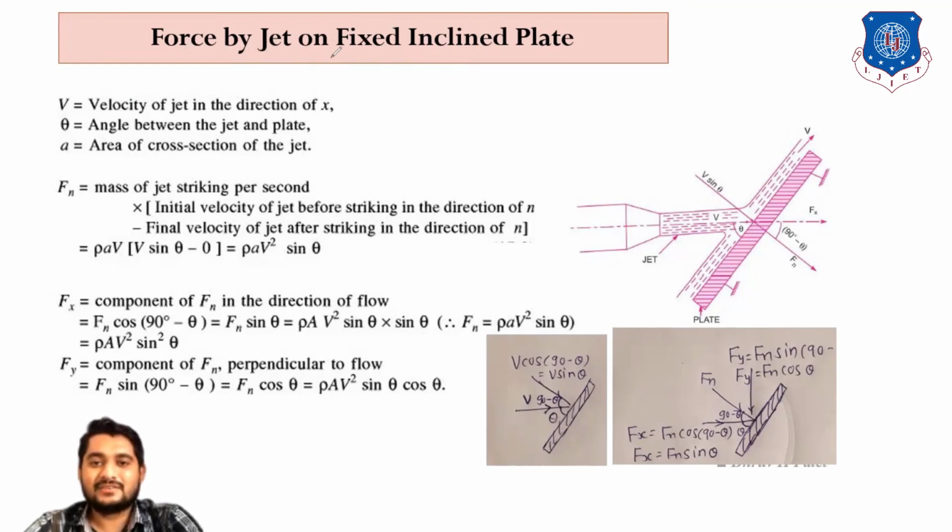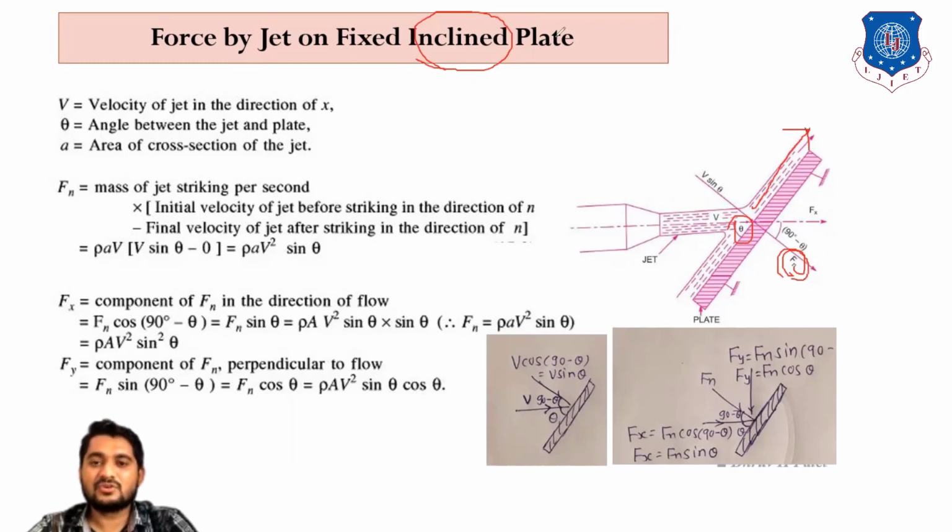Force by jet on a fixed plate, but the plate is inclined. Remember student, here the plate is in the inclined position. In this case, you have to first draw the sketch very carefully. Here one plate is inclined, one jet is coming here. This angle is theta, right? So after striking, the jet velocity will be in this direction. Normal force is acting in the perpendicular direction only. So normal force will be Fn in this direction.